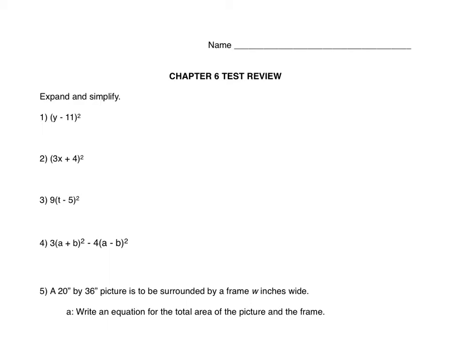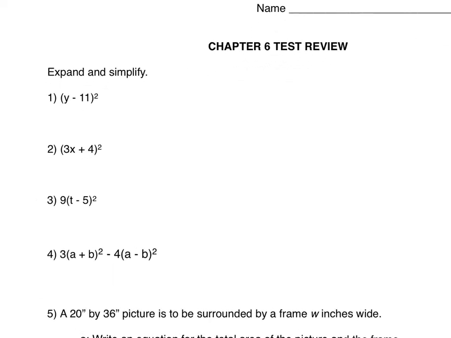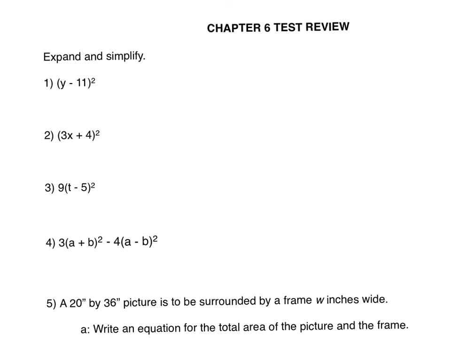Remember that when you have parentheses that are being squared like this one is, that means you need to square the whole parenthesis. And to square means to multiply something by itself. So when I say to square y minus 11, what I really mean is to take y minus 11 and multiply by itself.